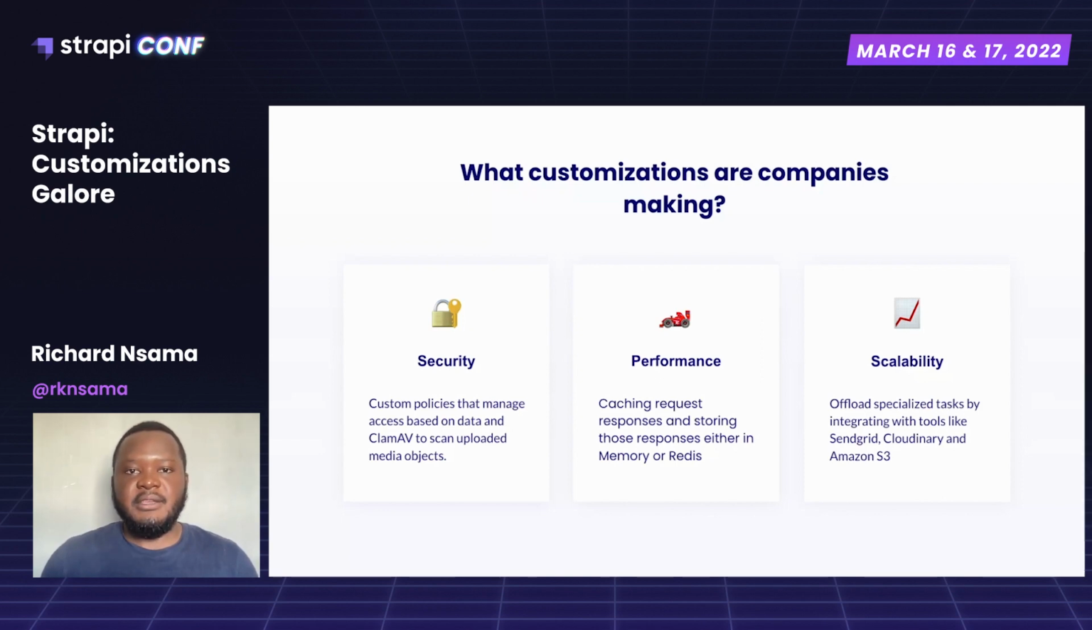On the performance side, developers are able to cache all their network requests to improve the performance of their APIs. On the scalability side of things, you're able to offload the heavy lifting. Use services such as CloudFront, S3, and SendGrid to send emails. That's just a brief overview of some of the customizations that companies are making. There's a large use case and some great stories of what companies are able to do with Strapi.